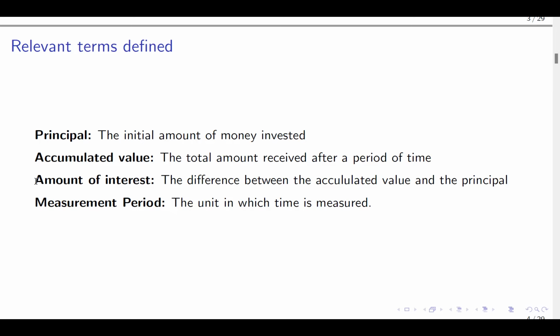How about the measurement period? The measurement period is the unit in which time is being measured regarding the investments or the contracts. So in this case, I bought a 3-month or a 90-day T-bill, so the measurement period is days, okay? If you bought a 5-year loan, or a 5-year investment, then the measurement period is years, all right? Okay.